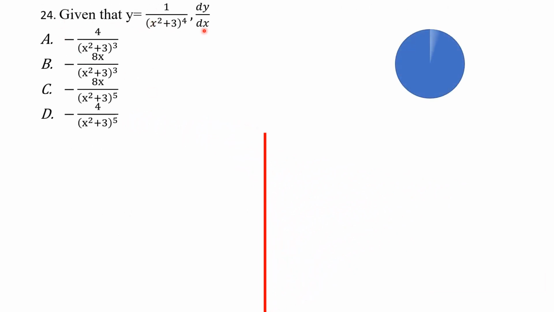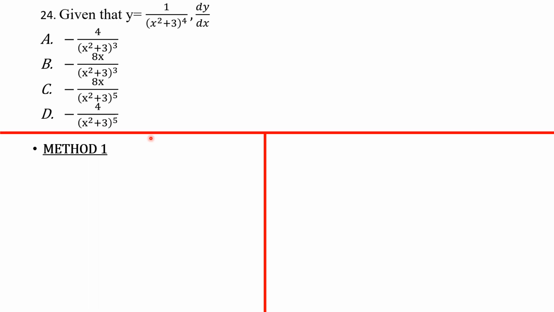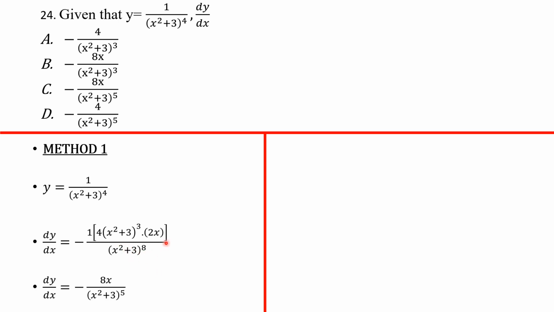Given that y equals this, let's look for dy/dx here. So method 1 is just, this is a quotient, so use the quotient rule, which is really long. So dy/dx is bottom times derivative of the top minus top times derivative of the bottom, over bottom squared. Yeah, so you just have to follow through with that, and then you get negative 8x over this.